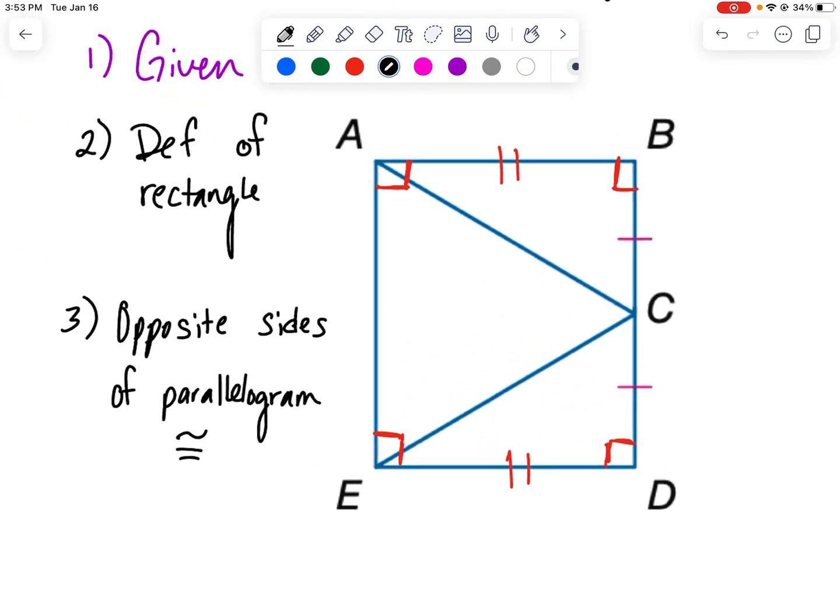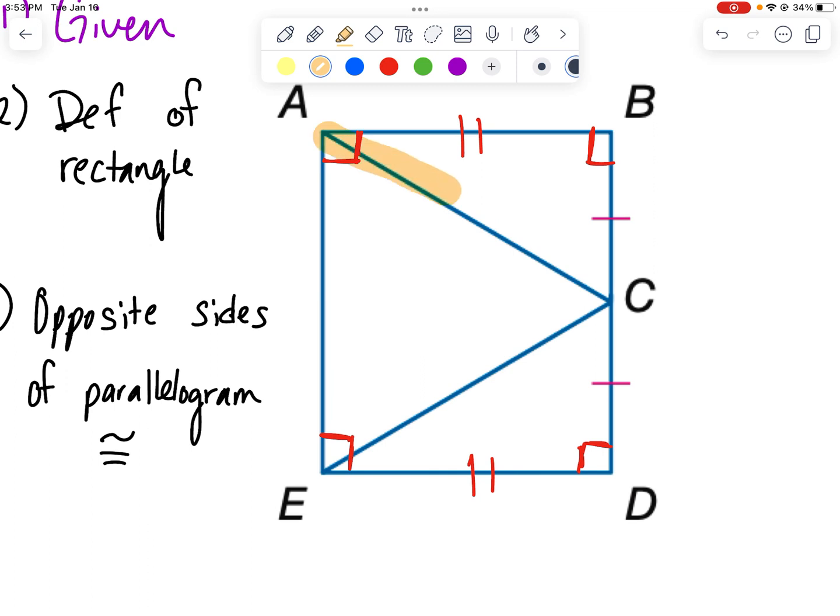Now I'm trying to prove congruent parts. I'm trying to prove that these 2 parts are congruent. Well, what I'd like you to notice here is that I have two triangles. And I would like to prove that those triangles are congruent.